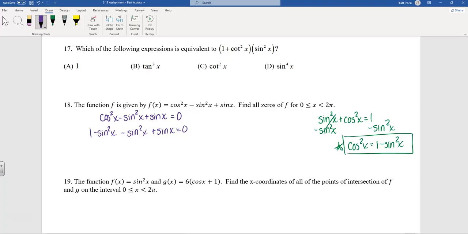All right, anything I can combine here? I've got sine squared and sine squared. Those can go together. What do I get when I do negative sine squared x and negative sine squared x? Negative 2 sine squared x. So I got 1 minus 2 sine squared x plus sine x equals 0.